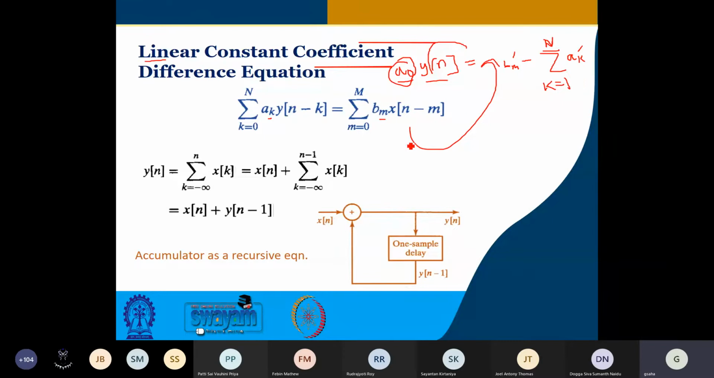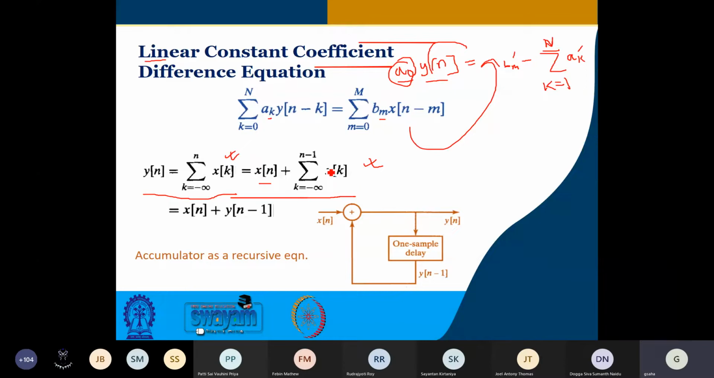Now, if we look at something we have seen before, this is again that accumulator description. We can write it in this manner, and then if we take this x[n] out, we can write it as x[n] plus the summation for k equal to minus infinity to n minus 1, because k equal to n we have taken out. So this equation can be written in this manner also.